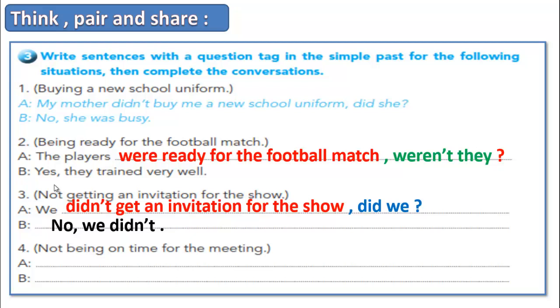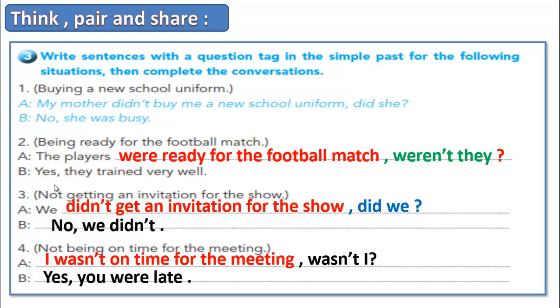The last one, not being on time for the meeting. We want to form, yes, a sentence. Okay, so here I wasn't on time for the meeting, was I? The sentence in the negative form, so we are going to say, yes, you were late.